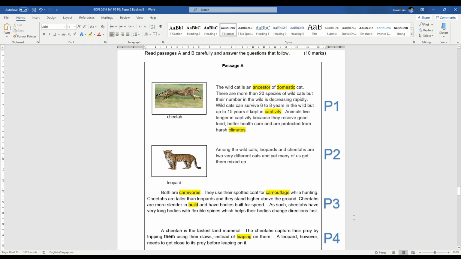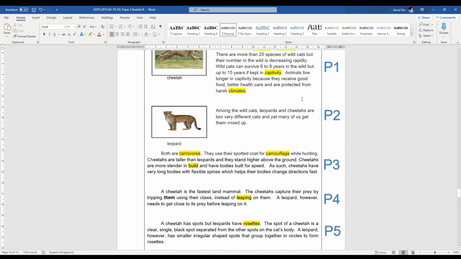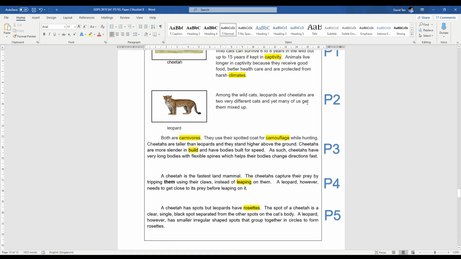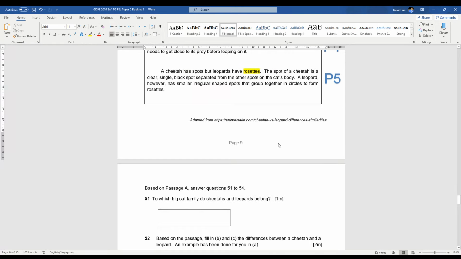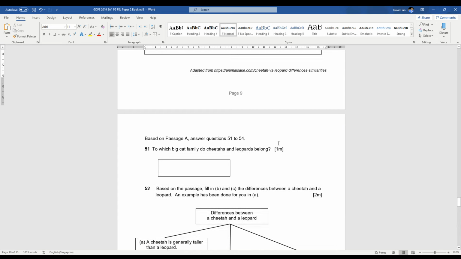Okay, we now move on to answering the questions for passage A. Now, I need you to label each of these paragraphs P1, P2, P3, P4, and P5 to label them as 5 separate paragraphs. This will help you to find the paragraph when you need to answer the questions. Okay, are you ready? I now move on to the questions, which can be found on page 10.